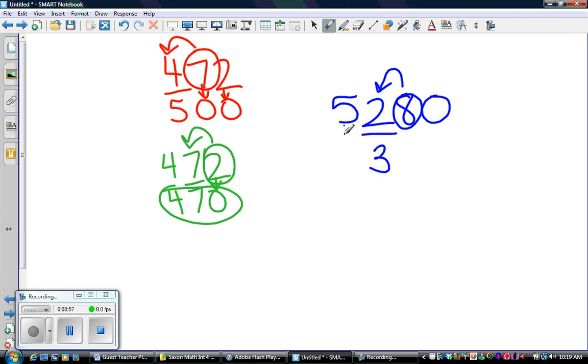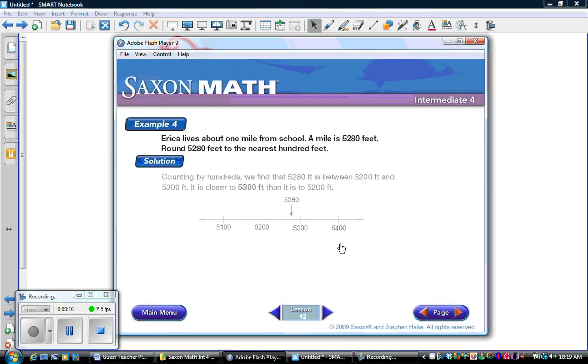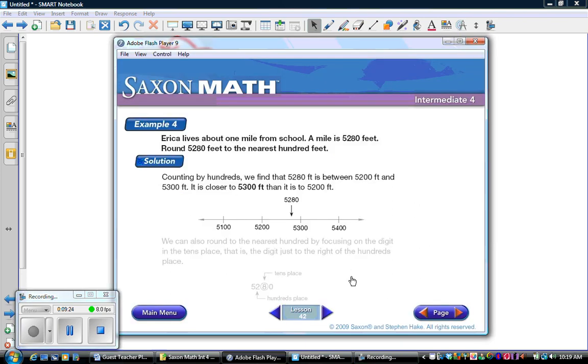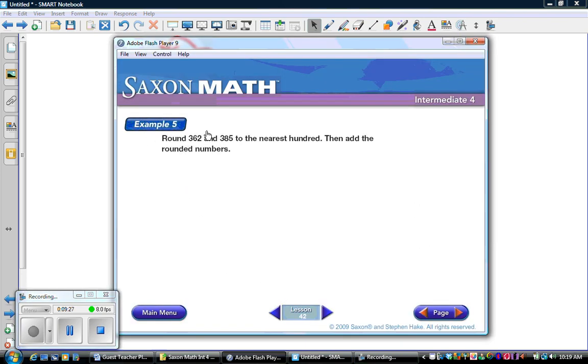Now the 5, everything on the left here drops down, okay? And it stays exactly what it is because we're not rounding this one off. Okay, we're going to leave it alone. But everything to the right gets to drop down as zeros. So rounded to the nearest 100, the answer is 5,200. I'm sorry, 5,300. What did I just say? Okay, let's look at example 5. Round 362 and 385 to the nearest 100. Then add the rounded numbers. Okay.